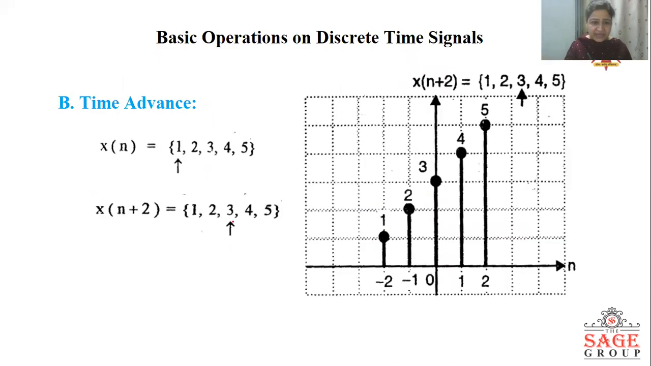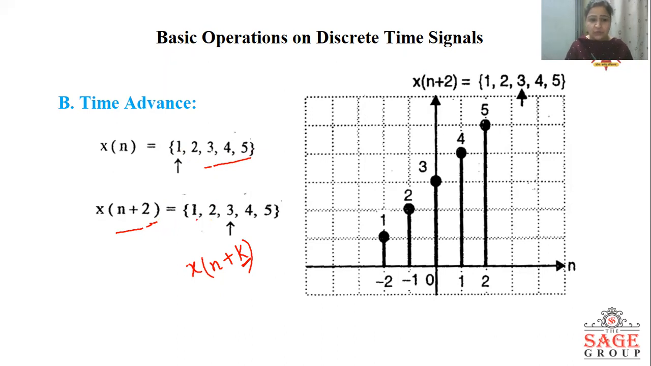Now, coming to the next time shifting operation, which is time advance. Time advance means that I will have a new signal which will be represented as x[n+k], where k is any integer. Say k is equal to 2. Now I want to generate a new signal which is x[n+2]. Originally I have the sequence x[n], which is 1, 2, 3, 4, 5. Now when I generate x[n+2], that means the whole sequence will be advanced by 2 units.